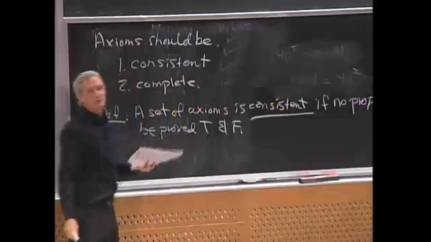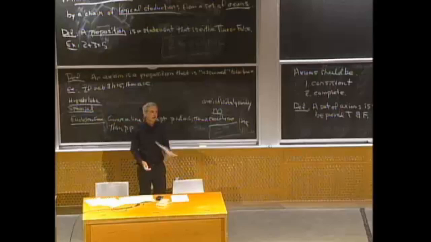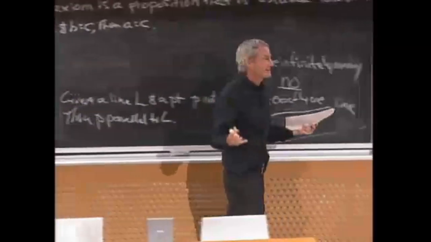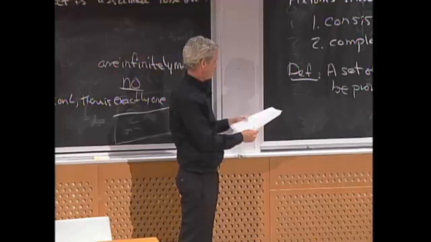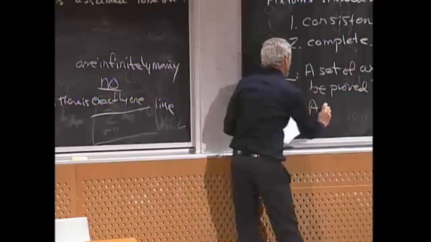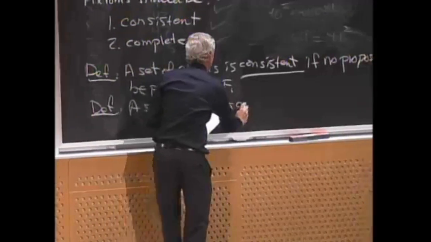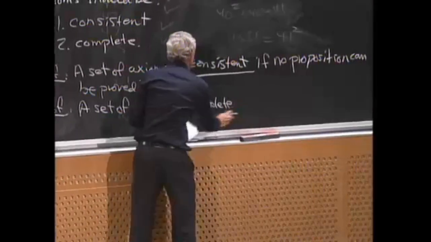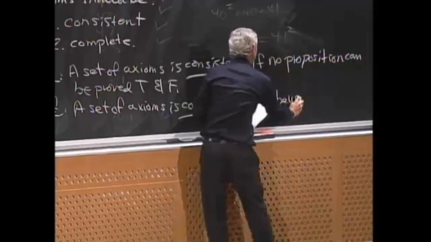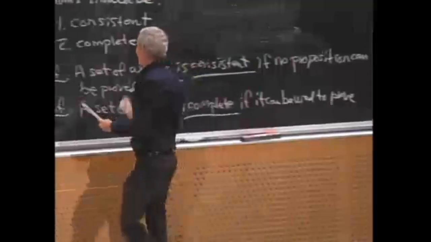And you can see why that's important. If you spend 3 weeks proving something's true, and the next day somebody proves it's also false, I mean, the whole thing was pointless. So it only makes sense if your axioms as a group are consistent. A set of axioms is said to be complete if it can be used to prove every proposition is either true or false.